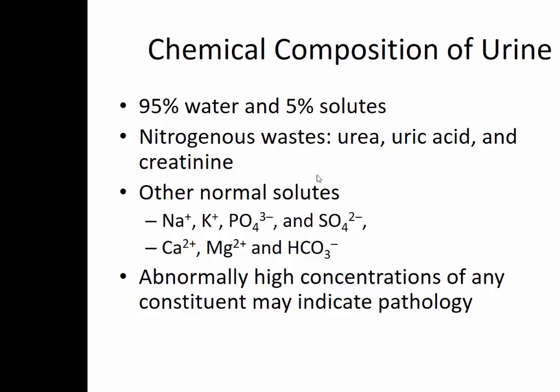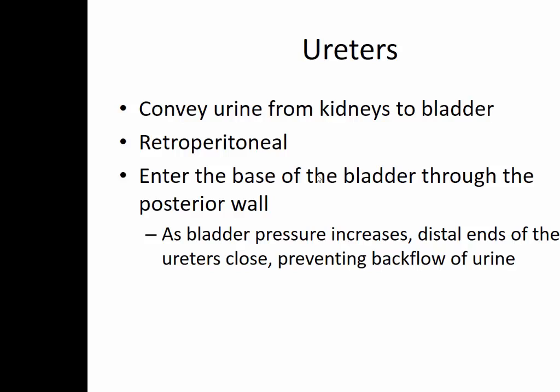Other solutes, phosphates, sulfates, are also normal constituents of urine. Calcium, magnesium, bicarbonate ion, those are all normal ions we bring in through our diet. Excesses enter the urine. But if you have high concentrations, then something's going wrong, and we need to assess why that's happening.